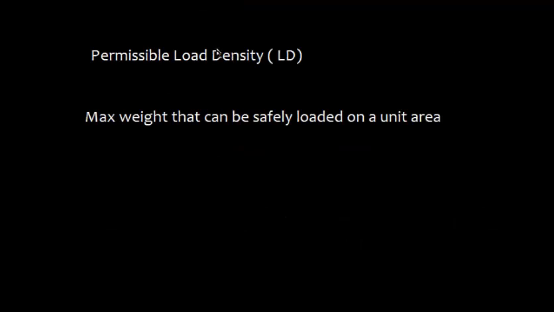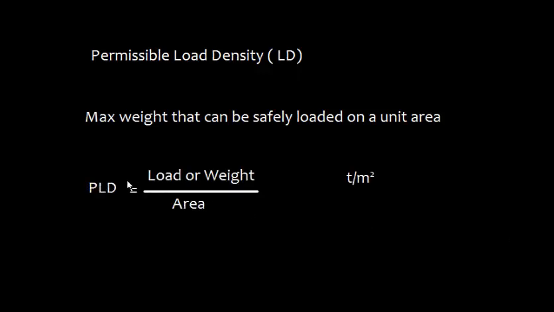Now let me define another useful term, which is called permissible load density. Sometimes you can also refer to it simply as load density. The permissible load density is the maximum weight that can be safely loaded on a unit area. So permissible load density is the load or weight which you are going to load divided by area, and the unit is ton per meter square.